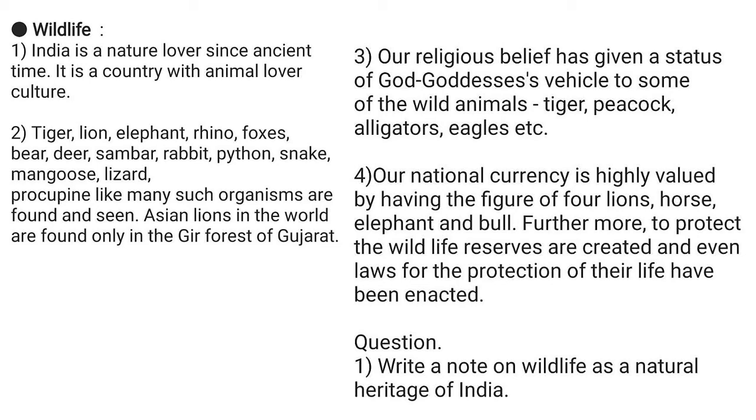For example, Ashoka, Maurya Ashoka, formed rules for the protection of wildlife. So this shows that from ancient times, we have cared for animals. Now, in the second point, we will see the different animals found in India. You can see tiger, lion, elephant, rhino, foxes, bear, deer, sambar, rabbit, python, snakes, mongoose, lizard, porcupine. These are all different animals found in India.